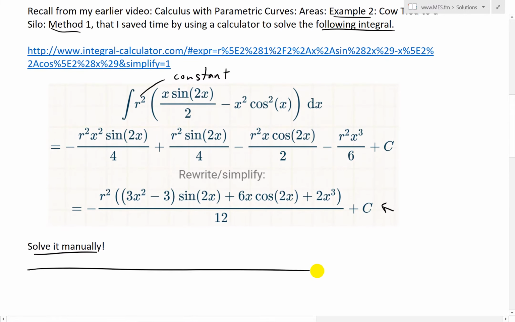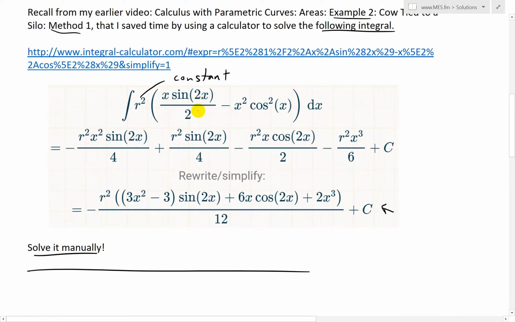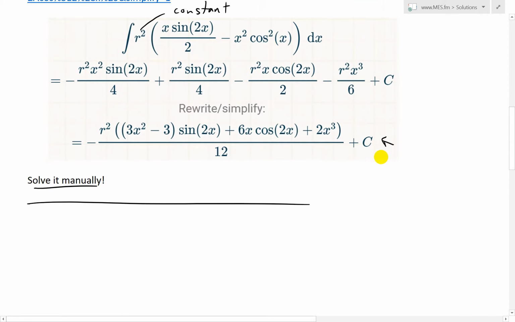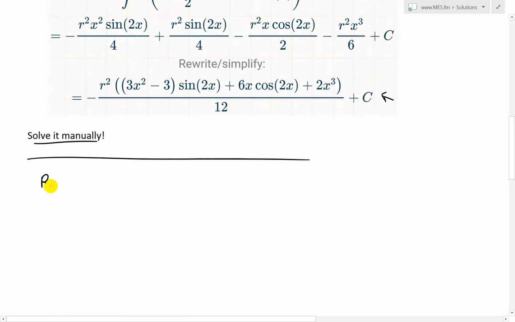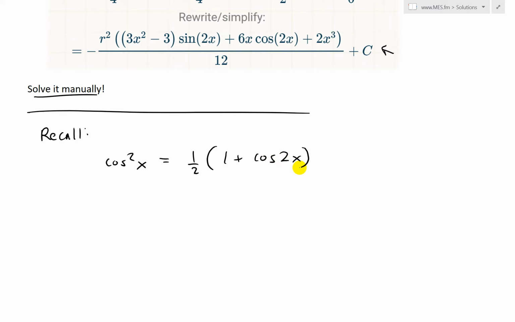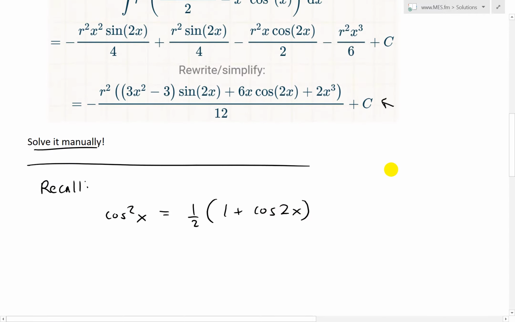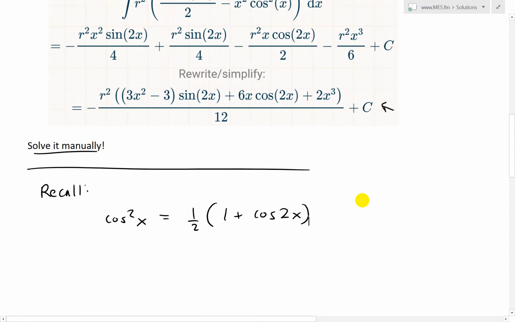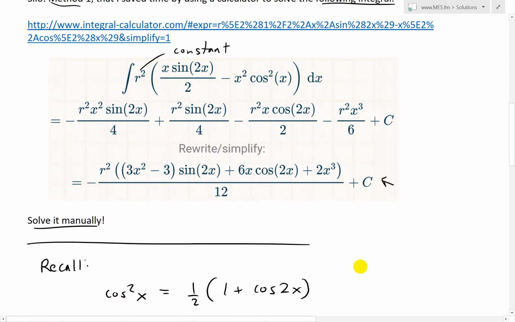First off, what I want to notice is, well, we have this x sine 2x, and then we have a cos squared x there. So recall, with trigonometry we want to remove that squared there. So recall the half angle trig identity from my earlier video, put the link in the description below. Cos squared x equals 1/2 of 1 plus cosine 2x, like that. So basically get rid of this squared, and then you just double the size of the angle. So this is the half angle trig identity there.